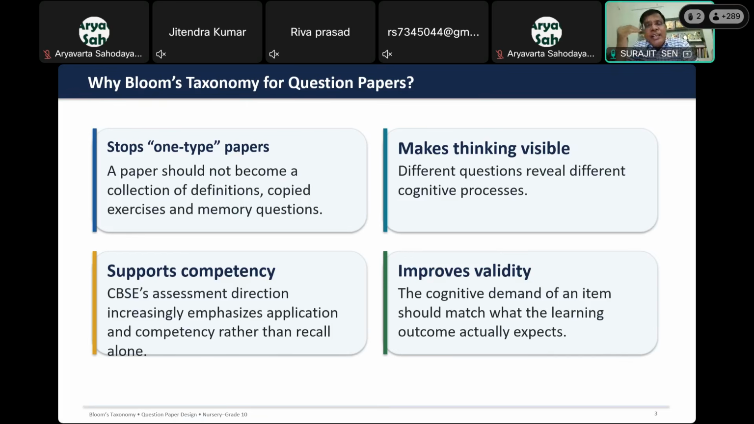And that will definitely help us and the children to take things much more seriously, and learning will become wonderful. It will become useful, and it supports competency. CBSE's assessment direction increasingly emphasizes application and competency rather than recall alone. Now, what is this application and competency?